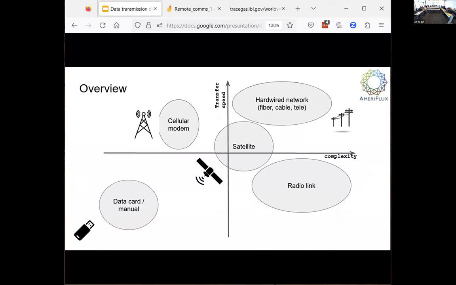So here's a very simple cartoon schematic, highly generalized, putting some of these options on two different axes of complexity and transfer speeds. But as we saw in the previous slide, you could use a whole lot of other axes to make your decisions about pros and cons of each of these, whether it's manual, a hardwired network, or something over the air. And again, some of these could be used in tandem. You could have multiple options, one for moving high frequency data, one for moving lower volume, half hour summaries, things like that.